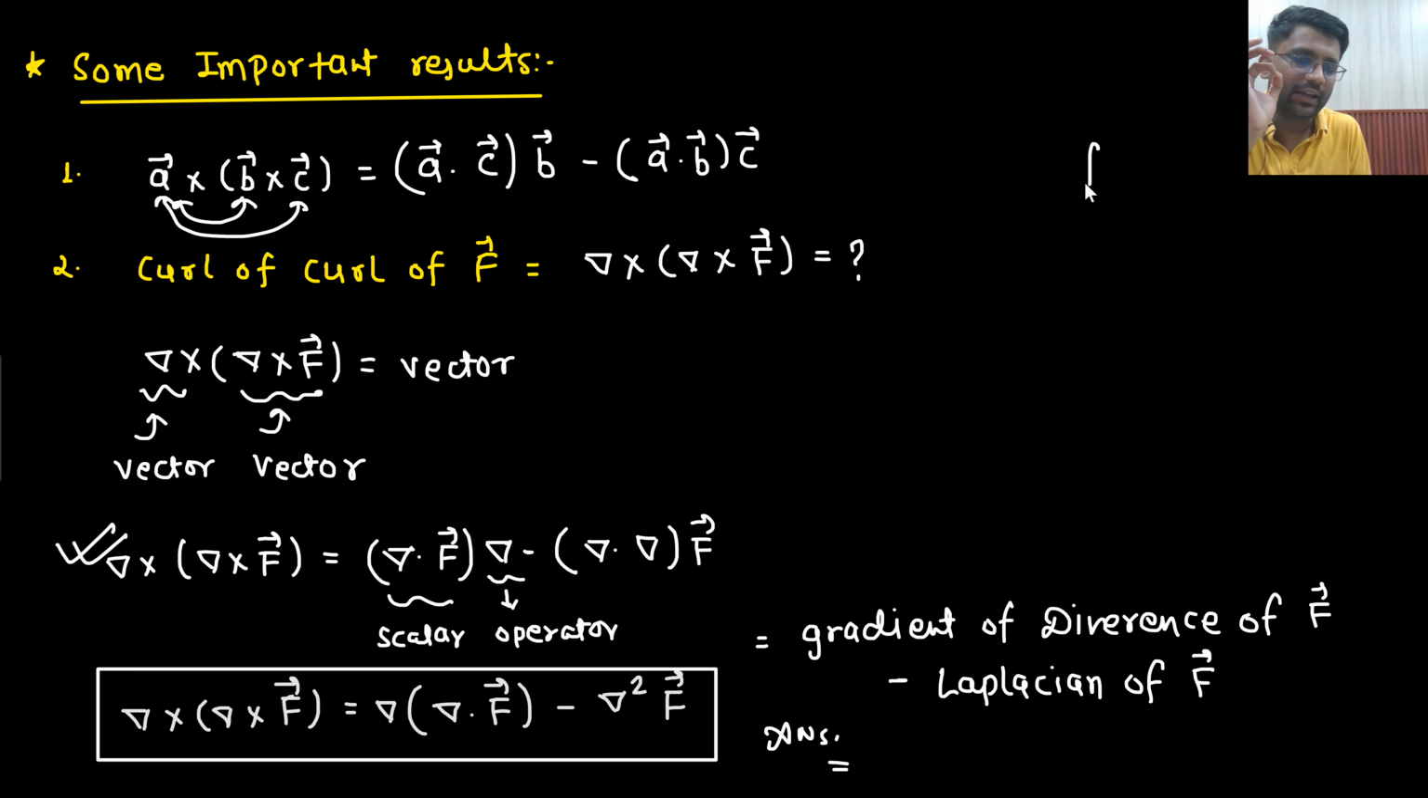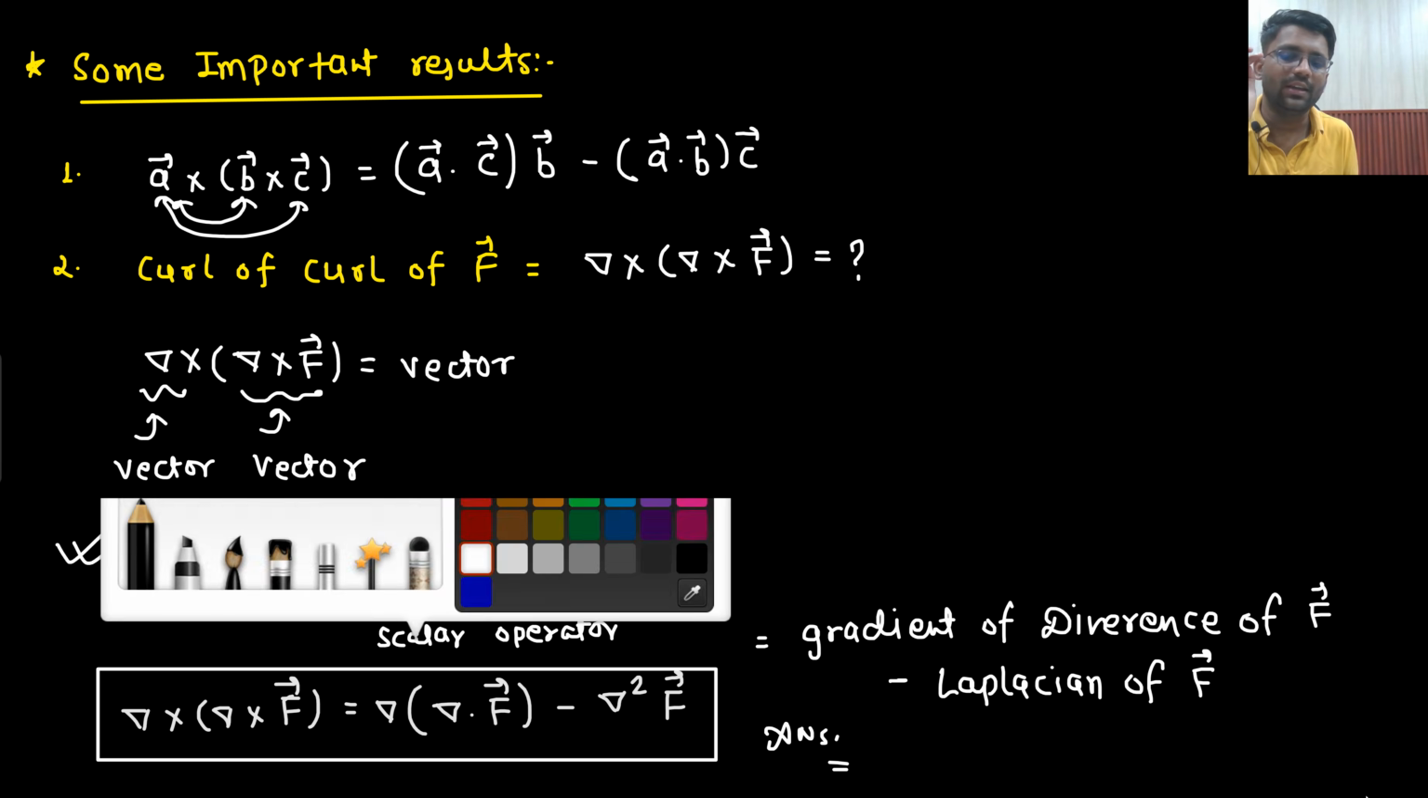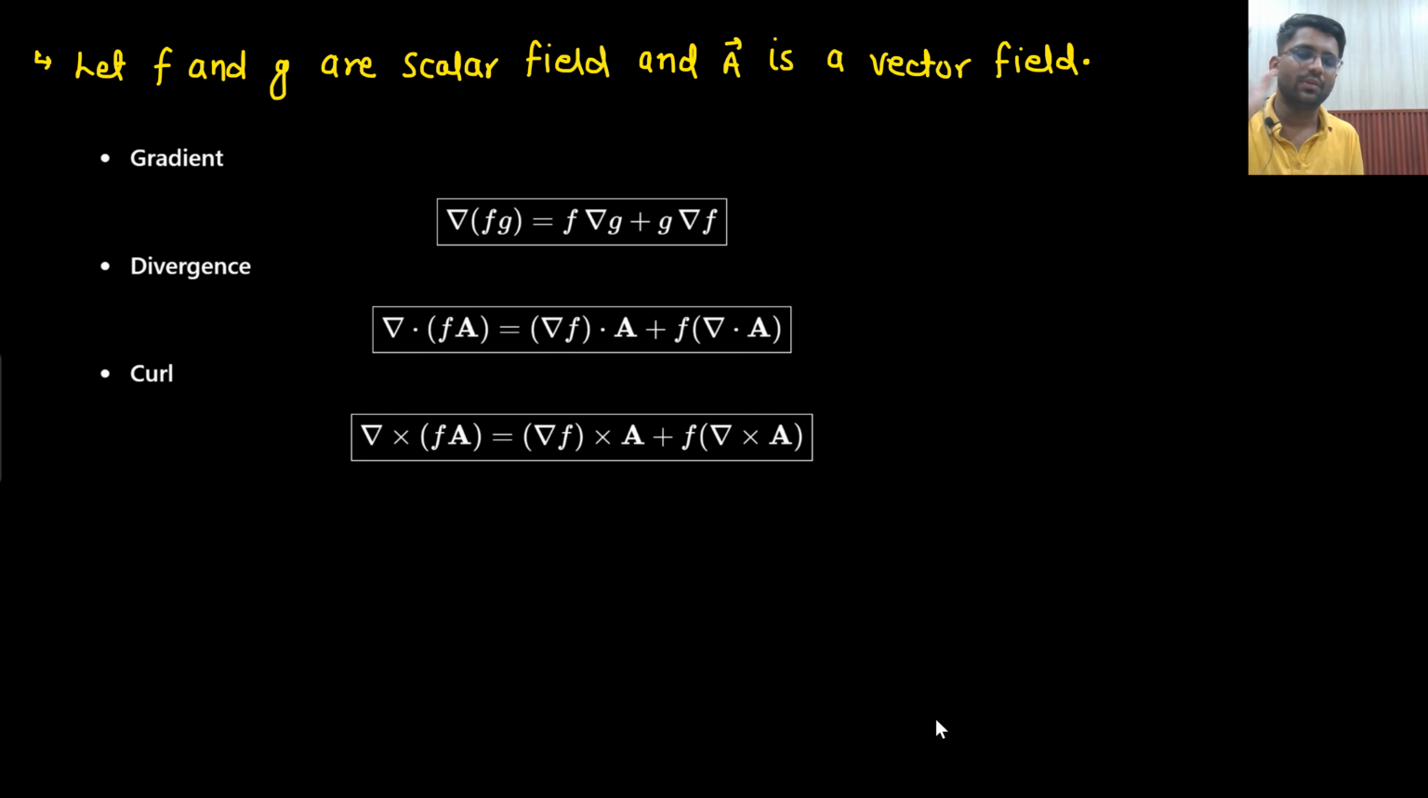What we are going to consider: F as a scalar field, G as a scalar field, and A as my vector field. This is what we are going to understand, and three important identities we are going to see. So forget about these formulas. I will write down the formulas in our own way, and I will tell you the way to remember them as well.